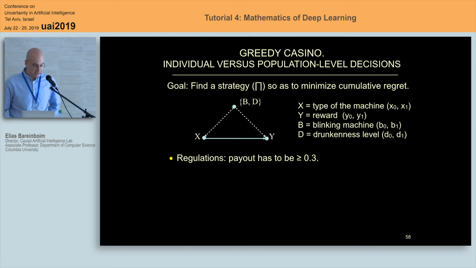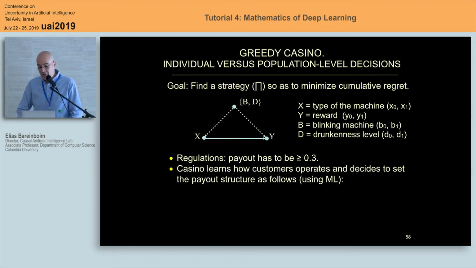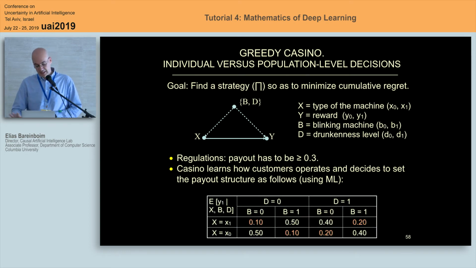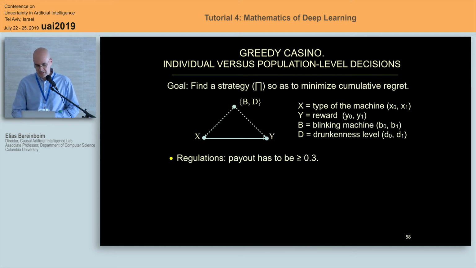Now there is a regulation in Nevada saying that, I'm making these numbers up, the numbers are different, you can check the regulation, but this is the story in the paper, by the way. This is our paper, NeurIPS 15. There is a regulation saying that the average payout has to be greater than or equal to 0.3. The casino cannot be too greedy. Now the casino hires a team of psychologists, anthropologists, and people that understand human beings, and learns how customers operate and decide on the casino floor.